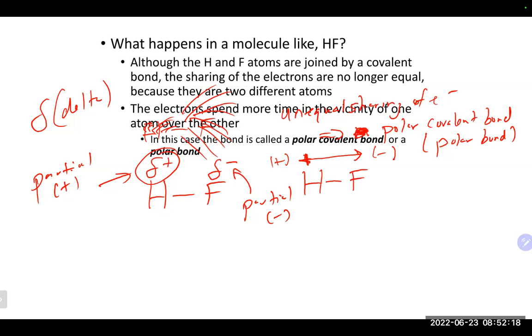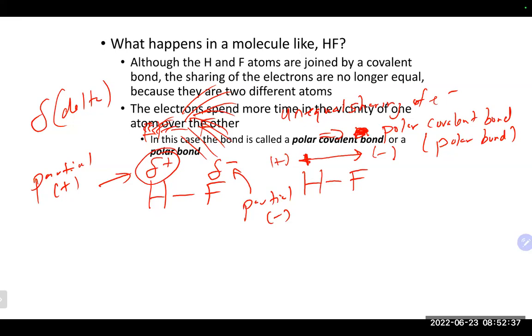The reason why they are partially positive and partially negative is because they're still being shared. So this is a covalent bond. There's still sharing of those electrons that are occurring. They have not completely transferred like we would see in an ionic bond.